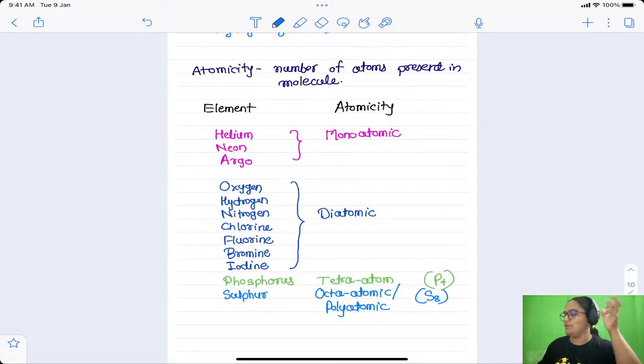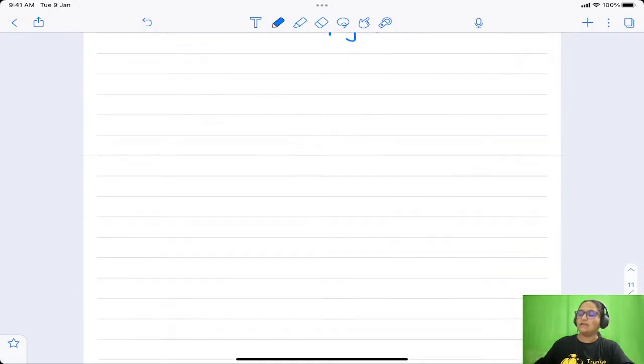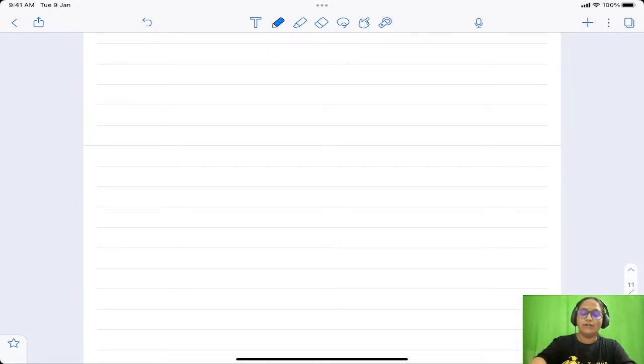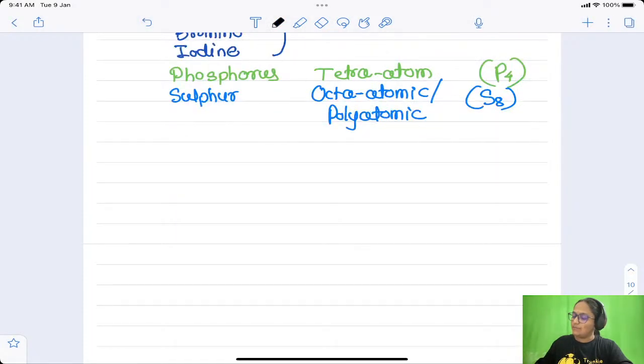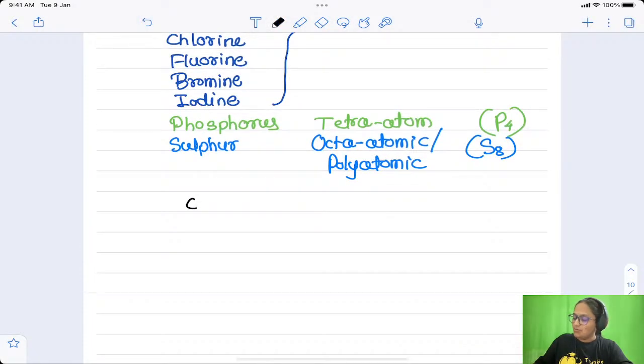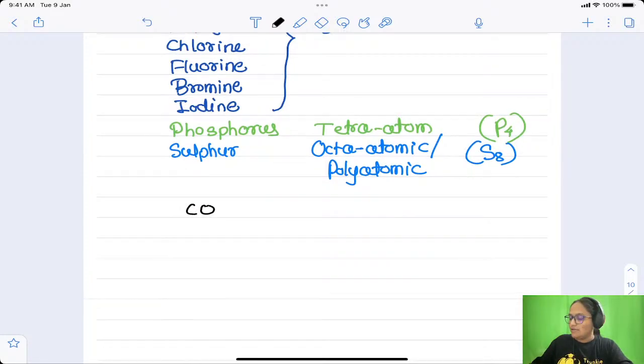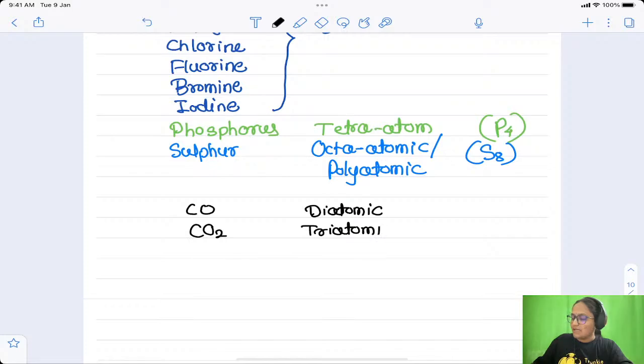Okay, now these are the examples in which the same type of atoms is present. Now there are certain examples in which different types of atoms are also present, right? I'll write down those examples also, like CO. CO is carbon monoxide, so this is diatomic in nature, right? CO2, there are 3 atoms, so it is triatomic in nature, right? H2O, there are again 3 atoms, so it is also triatomic in nature.